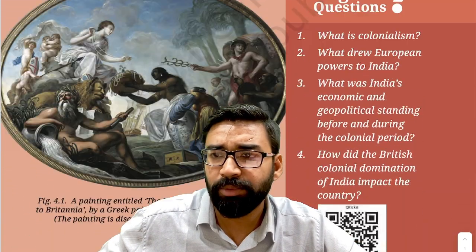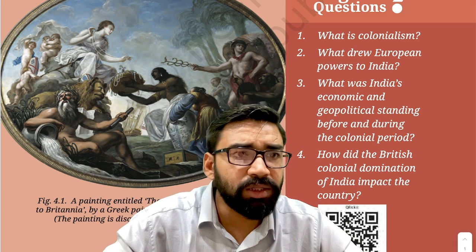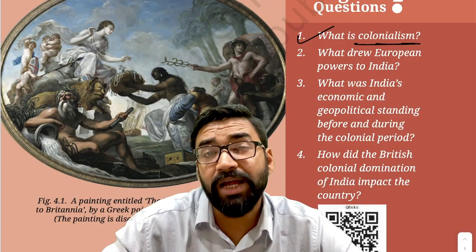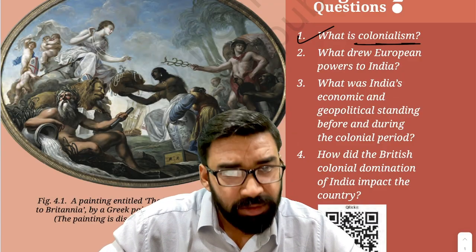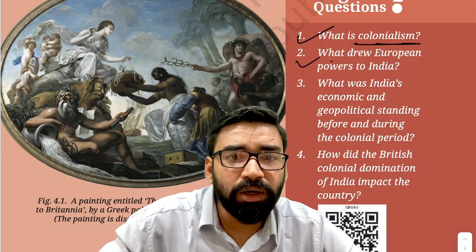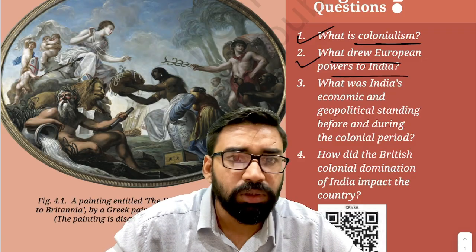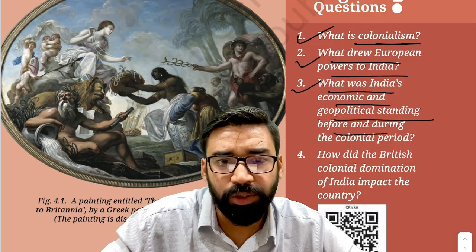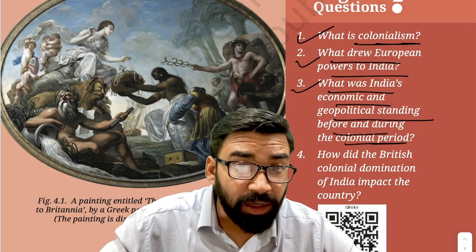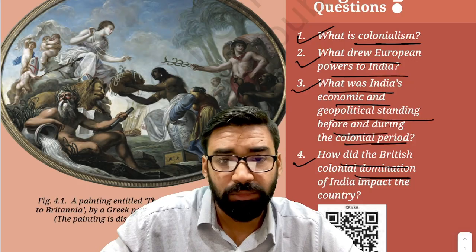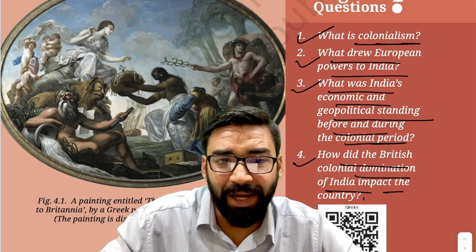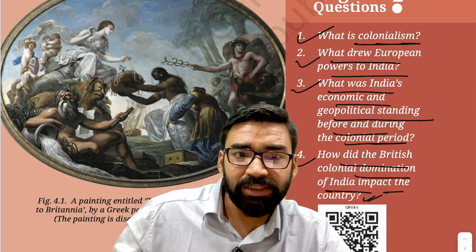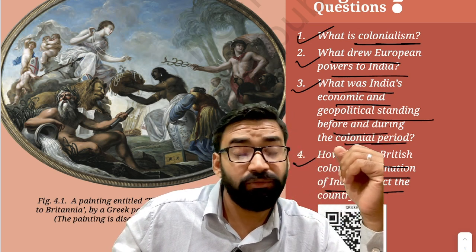Now, as you can see here, some important questions. What are the important questions that are given in this chapter? First is, what is colonialism? What do you understand by this term colonialism? We'll discuss all these things. Then, what drew European powers to India? What was India's economic and geopolitical standing before and during the colonial period? Then, how did the British colonial domination of India impact the country? So after reading this chapter, we are going to understand these four questions easily.